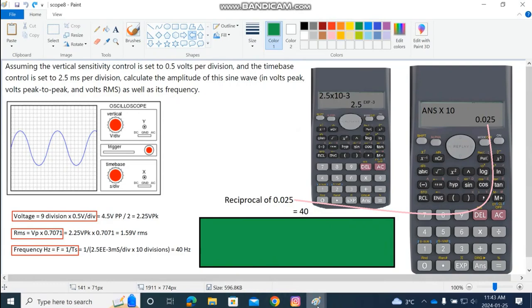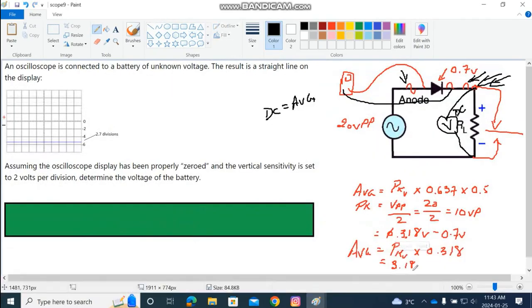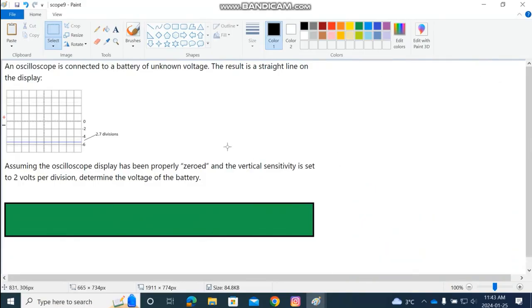Scope number 9. Okay, we already looked at this stuff here. I'm just going to get rid of this stuff so it's out of our way. Bear with me for a sec as I clean off the board. Okay.